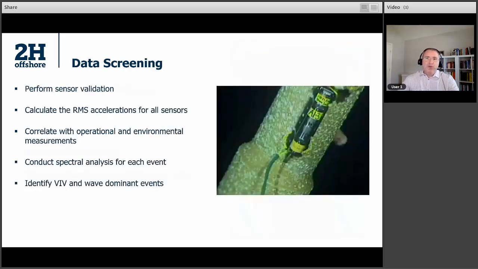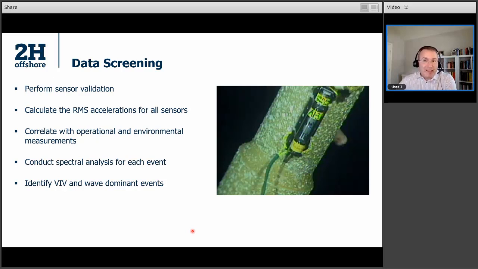So it's always good practice to review raw data and confirm the quality before performing any advanced data analytics. So we perform sensor validation, such as sensor noise check and resolution check, and compare them with the sensor specification and make sure that they work as expected. And afterwards, we conducted statistical analysis and calculated the RMS, root mean square accelerations, for all sensors.